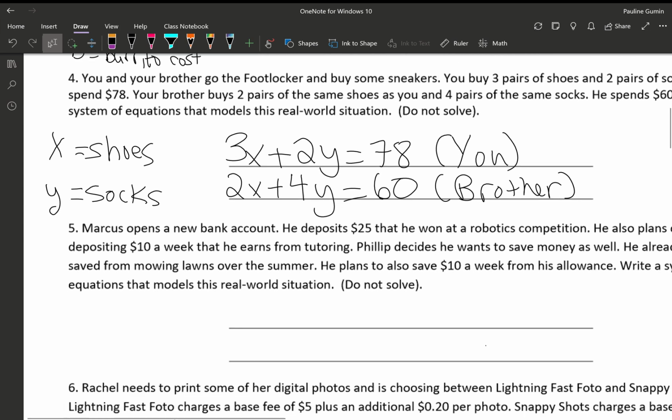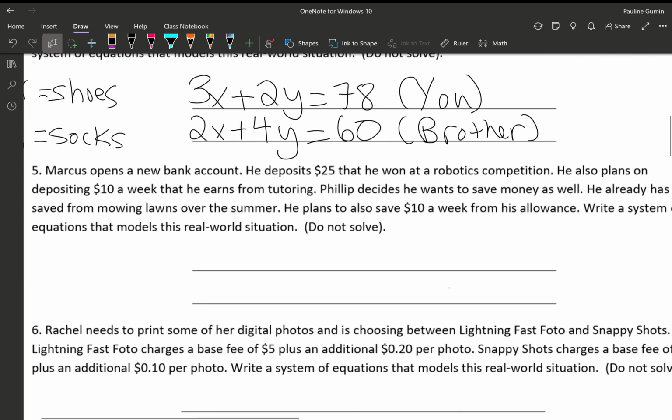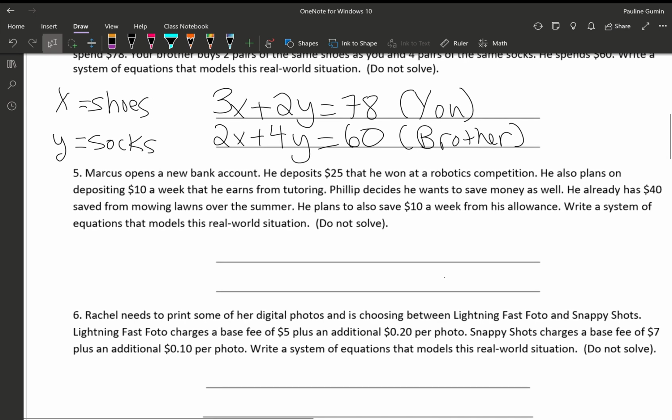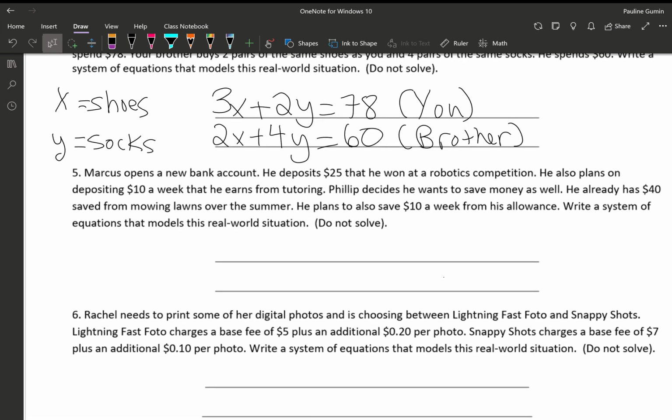Number 5. Marcus opens a new bank account. He deposits $25 that he won at a robotics competition. Good job, Marcus. He also plans on depositing $10 a week that he earns from tutoring. Philip decides that he wants to save money as well. He already has $40 saved from mowing lawns over the summer. Good job, Philip. And plans to save $10 a week from his allowance. Write a system. Let's do it.